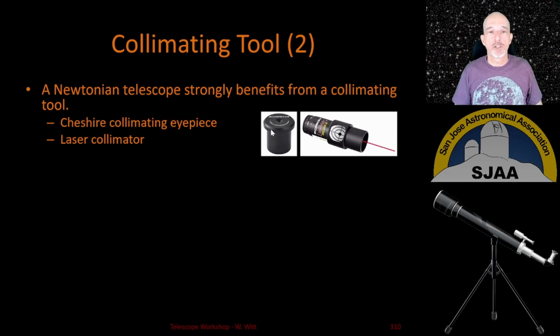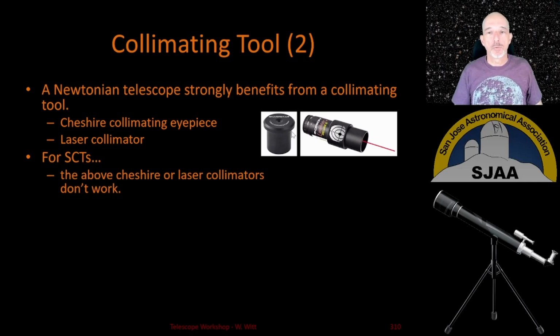For a Newtonian reflector, you may want to get a couple of accessories that help you collimate. One is called a Cheshire collimating eyepiece, or alternatively, you can get something called a laser collimator. So these can be quite handy and beneficial if you have a Dob, for example. For SCTs, these things do not work. Don't spend money on this if your telescope is a Schmidt-Cassegrain.